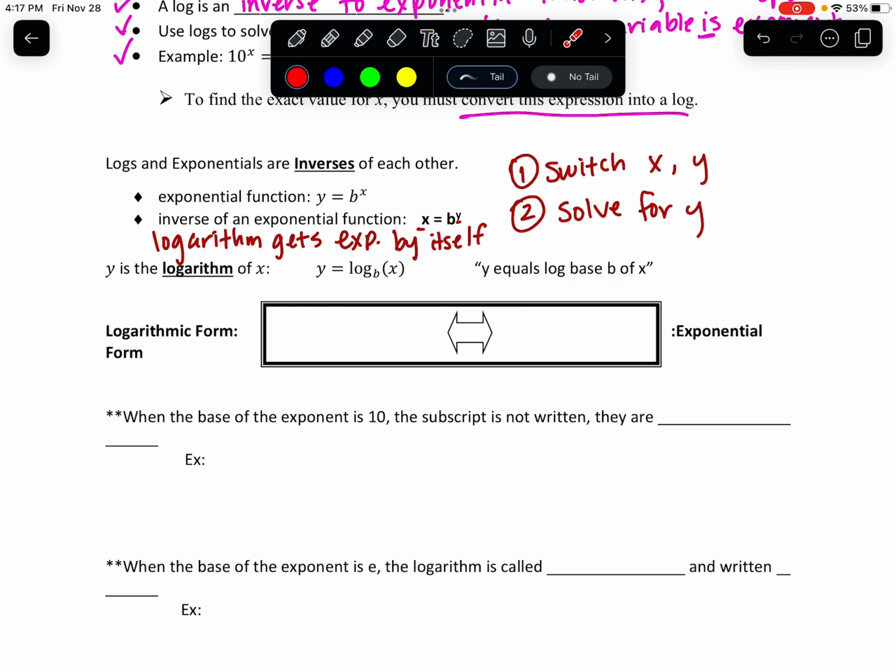So if you hear Miss Rose or any other human being say y equals log base b of x, remember parentheses, we always use the word of.